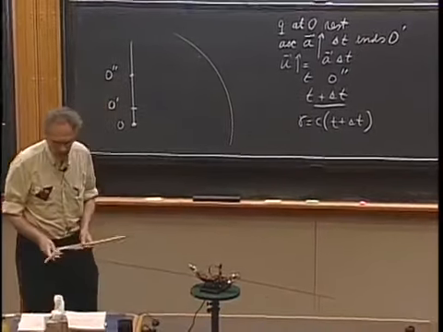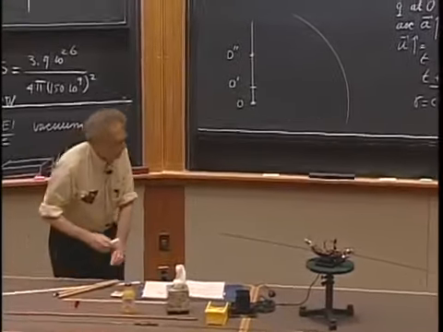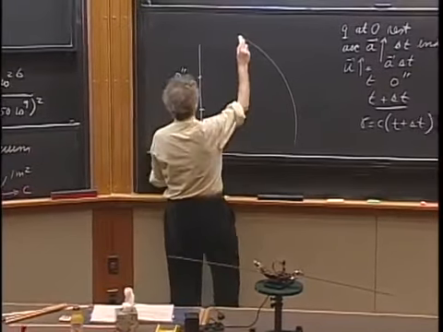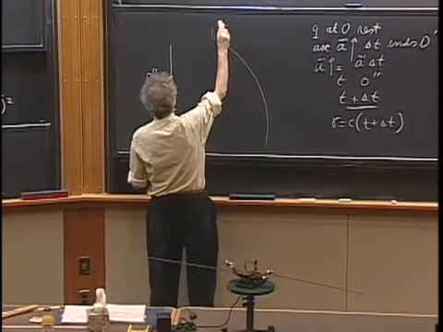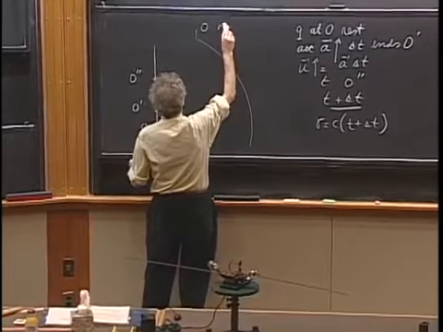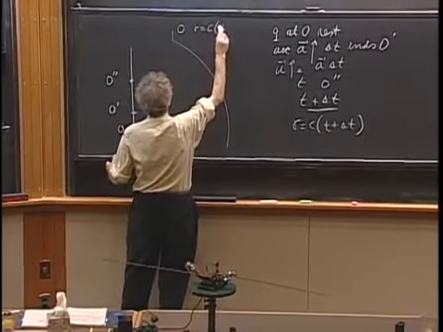So I will mark again to make sure that you can make a connection. This one has its center at O, and the radius is c times (t plus delta t).